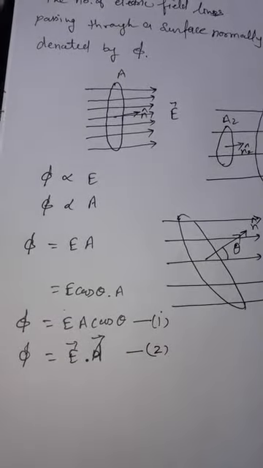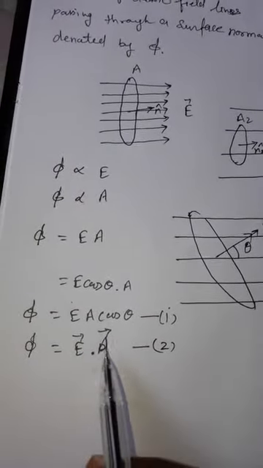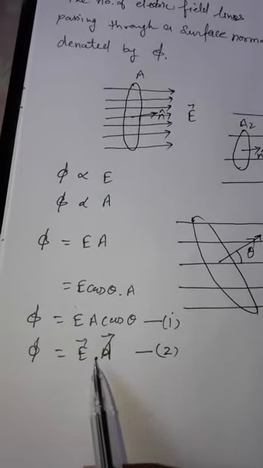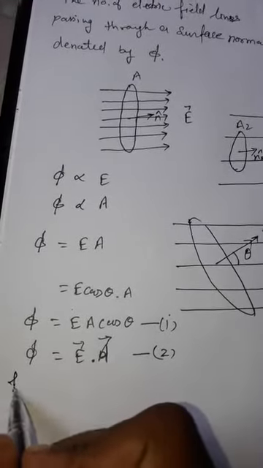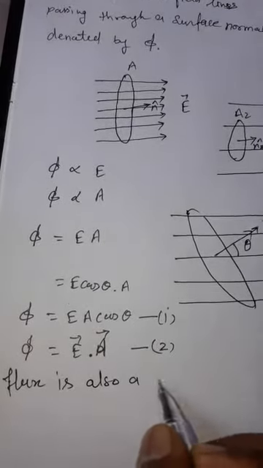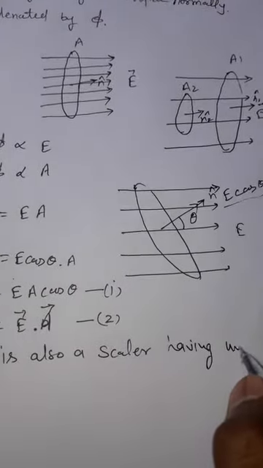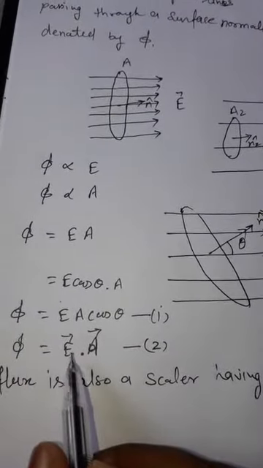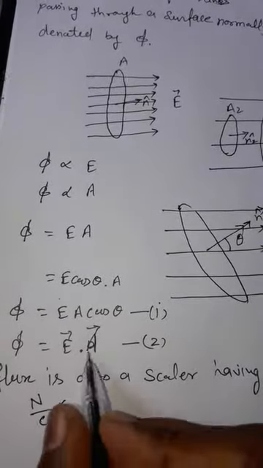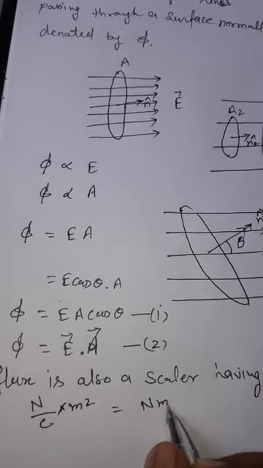Now, as it is clear from equation second, there are two vectors and there is the dot product of these two vectors. The dot product gives a scalar quantity, and hence flux, or we can say electric flux, is also a scalar having units. What are the units? Electric field units are Newton per coulomb, and that of area is meter square. So the units are Newton meter square per coulomb.